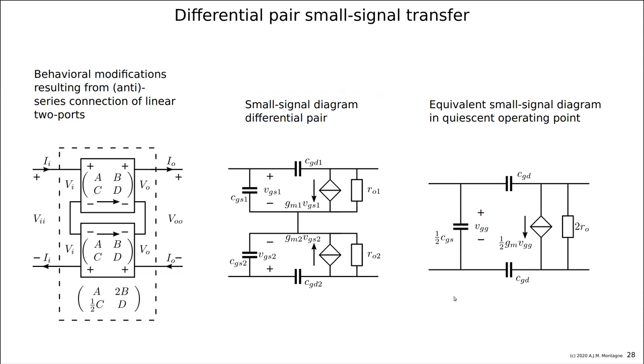So here you have the equivalent model in the quiescent operating point, and you see GM gets half the value of one of the constituting elements. The CGS has half the value. It's the series connection of two capacitors. CGD is still the same, and RO is 2 times larger, so GO is half the value. So CGS, CGD, GM, and RO are the small signal parameters of the constituting CS stage. That's what you should know.